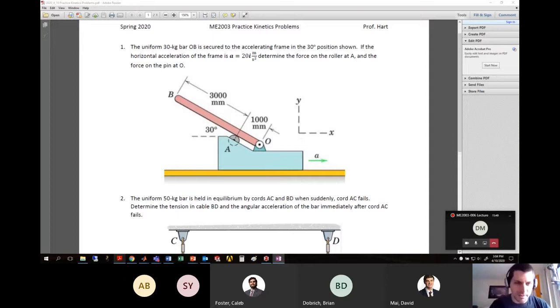All right, so we've got this homogeneous bar that's attached to this device that's accelerating. A very strange looking car or something, I don't know. And it's held in this 30-degree position. We're told that this device is accelerating to the right 20 i hat meters per second squared. And we want to determine the force on the roller at A. Remember, a roller has only one reaction force. And we want the force on the pin at O. All right, so let us get on with it.